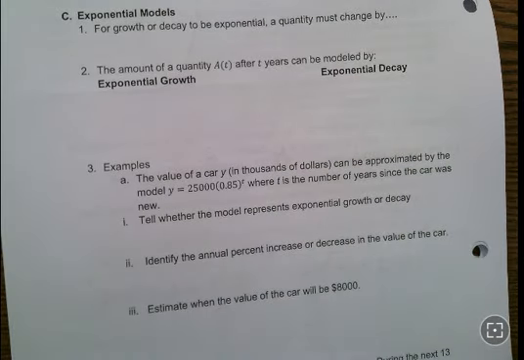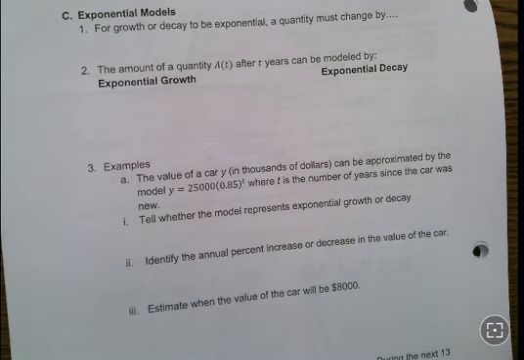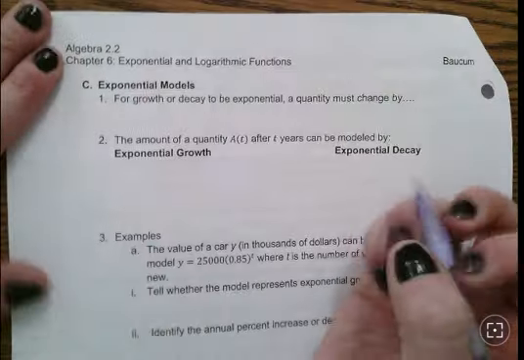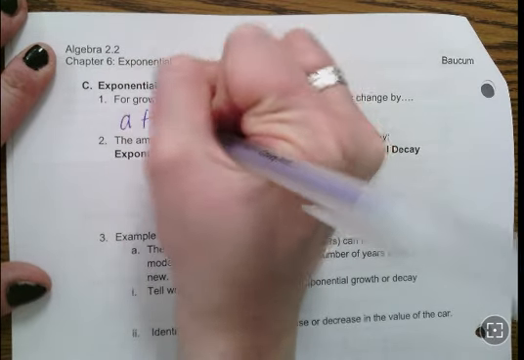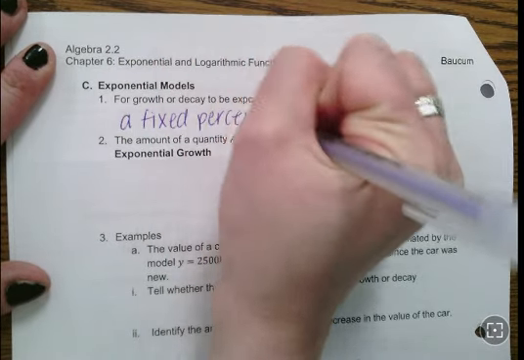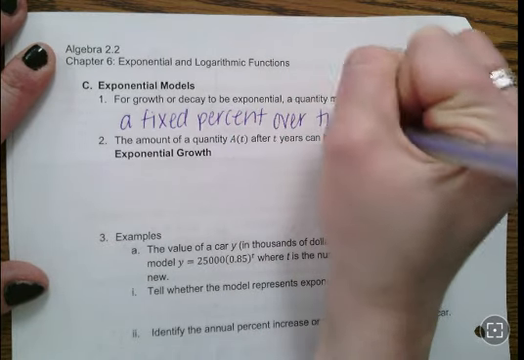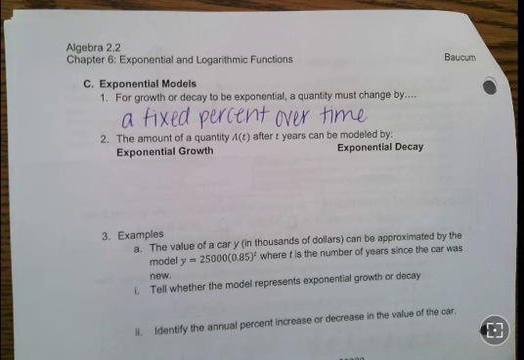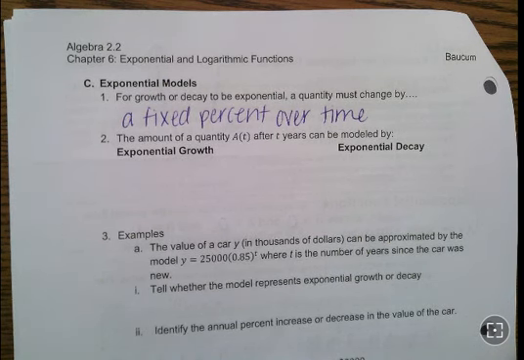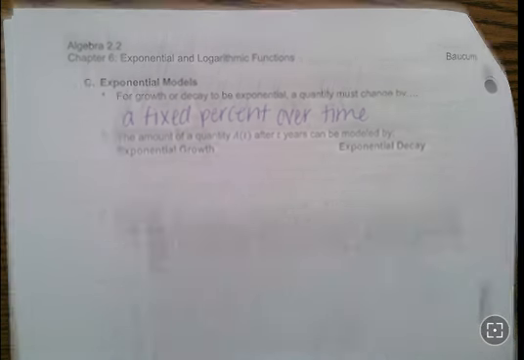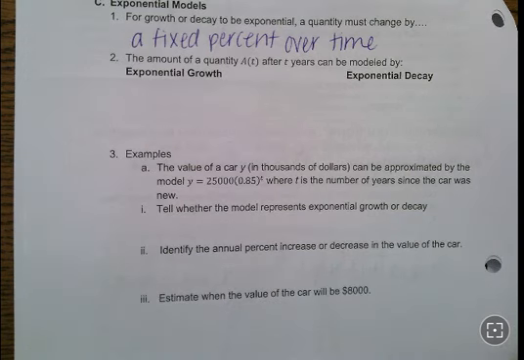So let's just kind of explore some of that situation a little bit more. For growth and decay to be exponential, a quantity needs to change by a fixed percent over time. Okay? It must change by a fixed percent over time. And so what that means is it just can't change by a constant amount. It's going to be a percentage. It's not like a slope, where a slope had the same rise over run. It's a percentage this time.